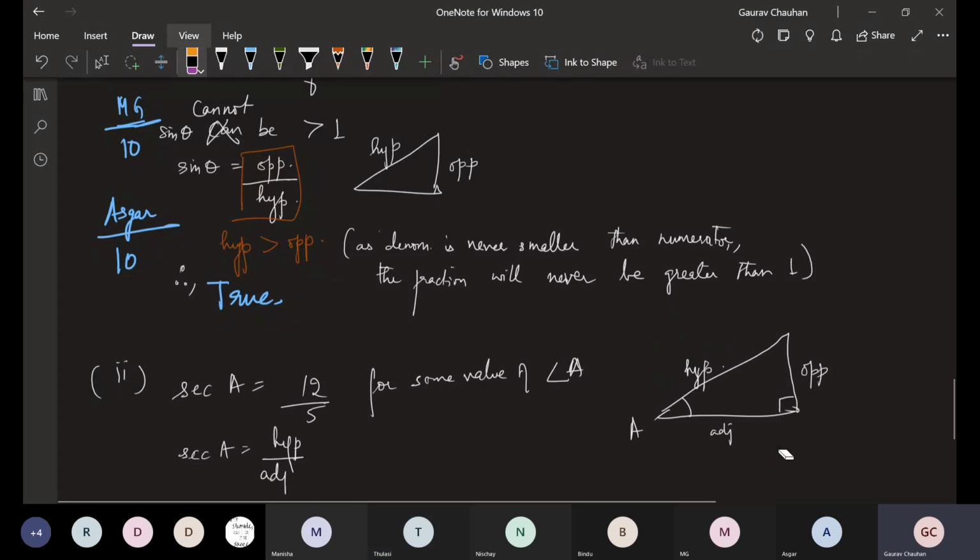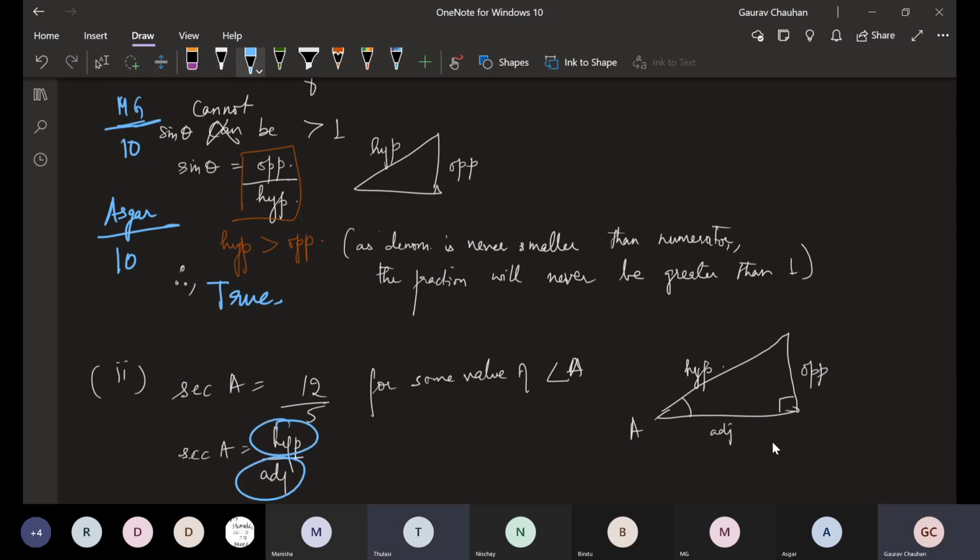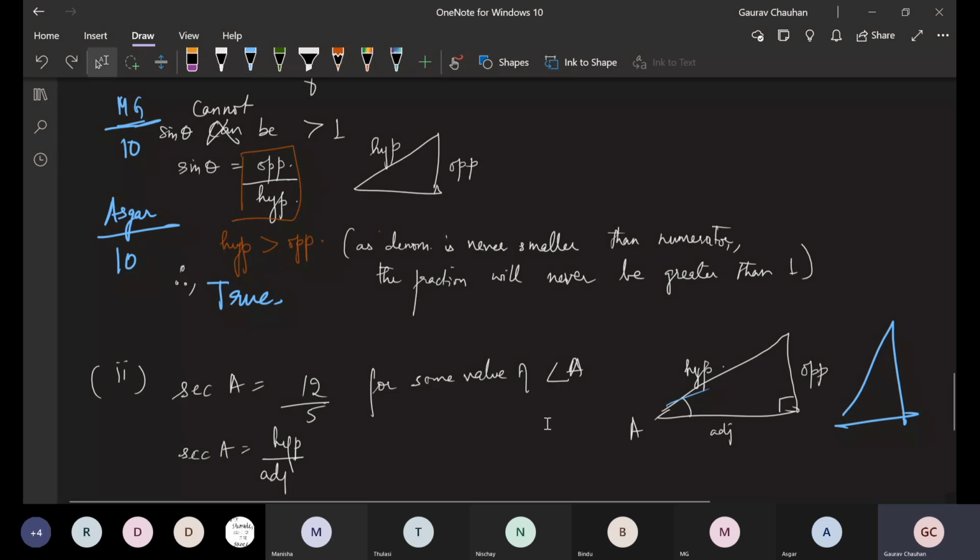So hypotenuse by adjacent, can it be 12 by 5? If I move this here and there, if I make it like this, somewhere can it be 12 by 5? It's a question for you. What do you think, Deepak? Yes, sir. It can be. Hypotenuse is bigger. So yes, it can be.